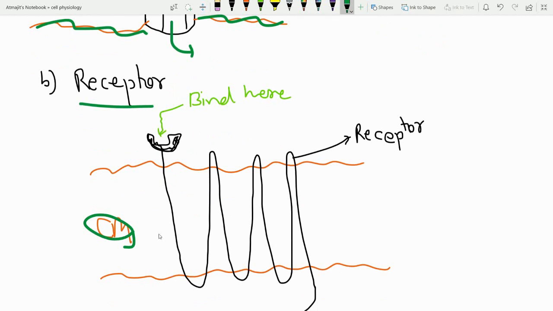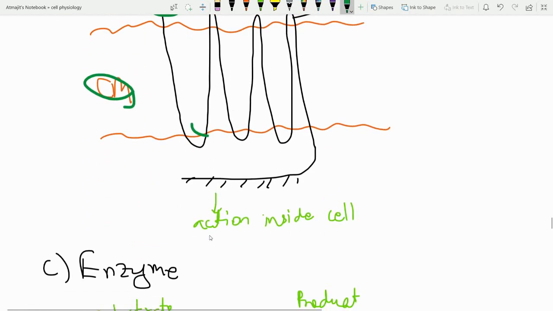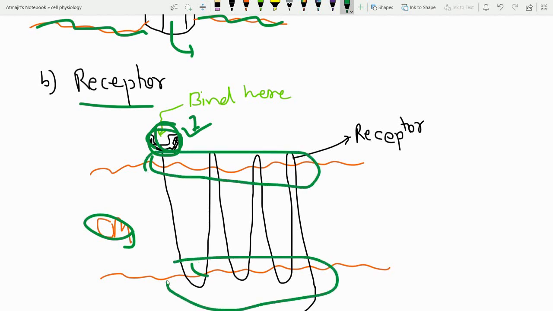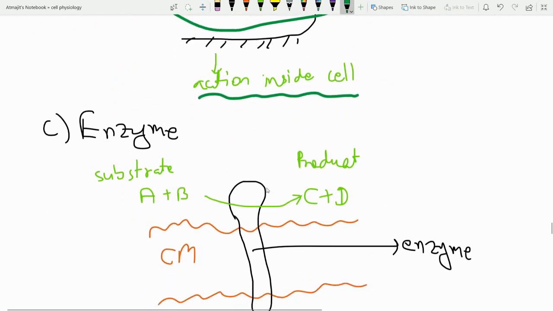This orange one, and this black one is the receptor. Here some hormones will bind. Let's take insulin, and then the action inside the cell will occur. This is also an integral protein. See here, one side and the other side, both sides are integrated with the cell membrane.